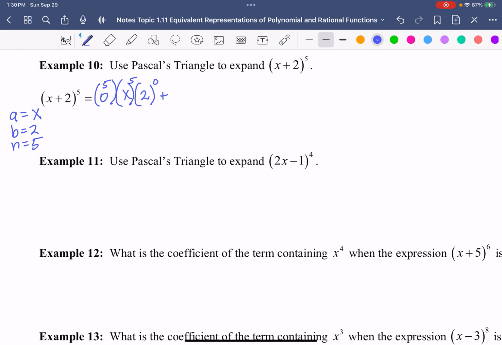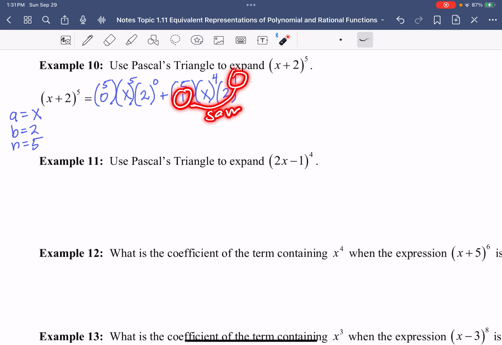Okay. Now we'll move on to 5 choose 1 because you count these up by 1. Okay. You always multiply by x. The degree should be 1 less this time, so now it'll be 4. And this one will be to the power of 1. So again, these two are always the same. And then these two always add up to the degree, which is 5.